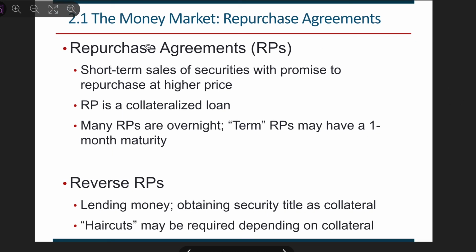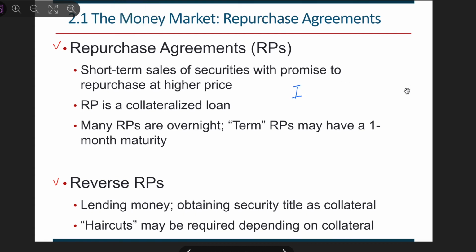And we also have the repurchase agreement. So this is the repurchase agreement, and this is the opposite side, okay? So let's look at it. Short-term sales of security with the promise to repurchase at a higher price. So now we have a little different concept.